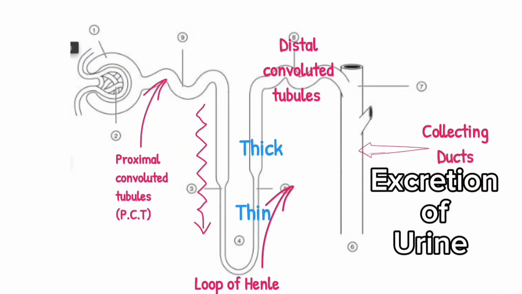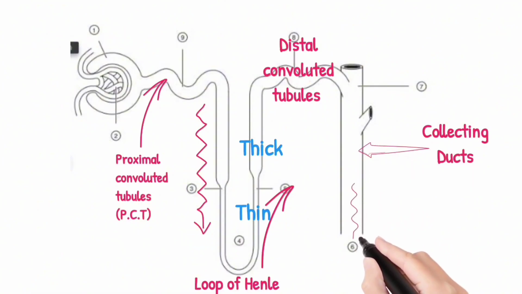The collecting ducts excrete urine into the minor calyx, the major calyx, and the renal pelvis, as explained in our previous video. Urine reaches the ureters and is then excreted from the body.